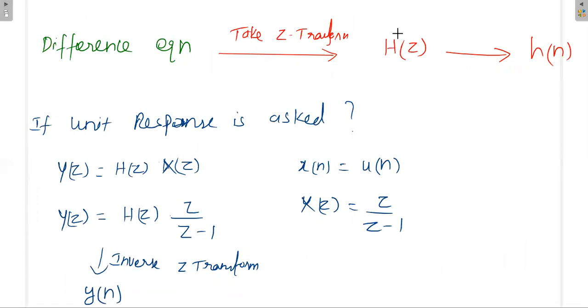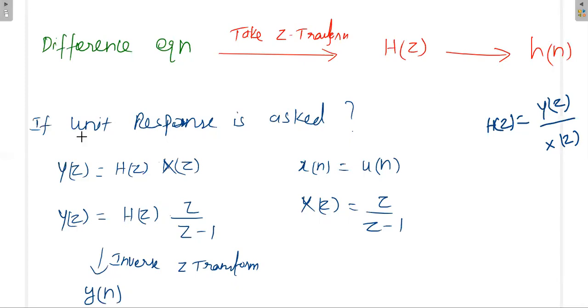Then if you just rearrange that, we can get H of z, because we know that H of z is equal to Y of z divided by X of z. Take Y of z on one side and X of z on the other side, just divide it, and we'll get H of z. Further, if we take the inverse z transform, then we can get h of n.